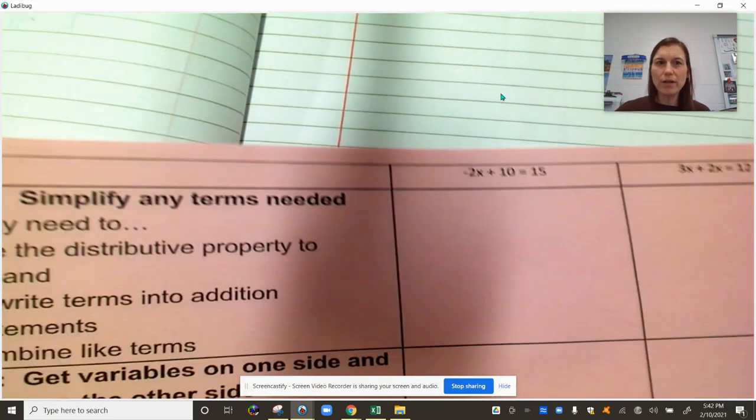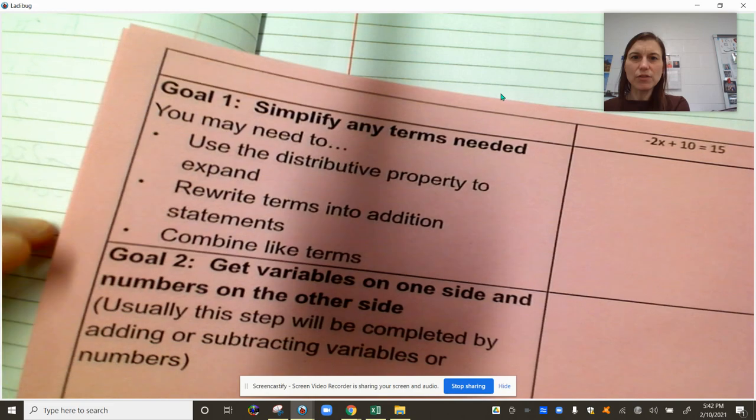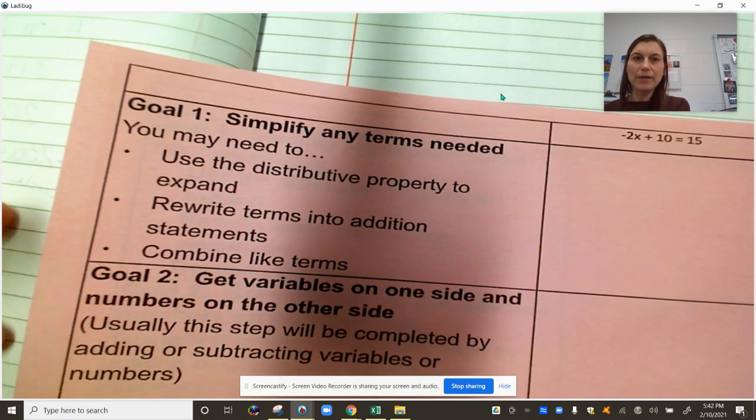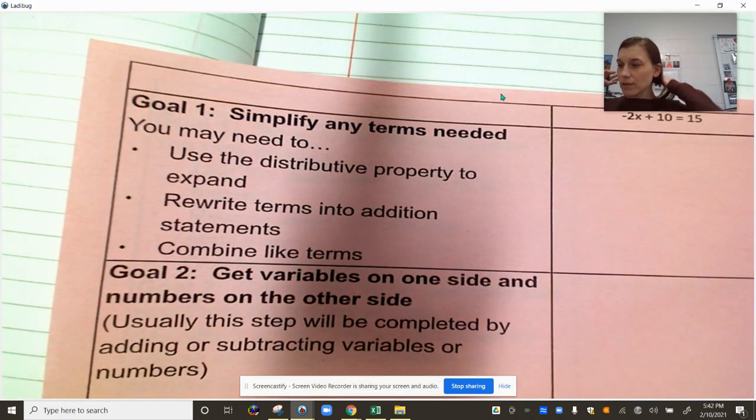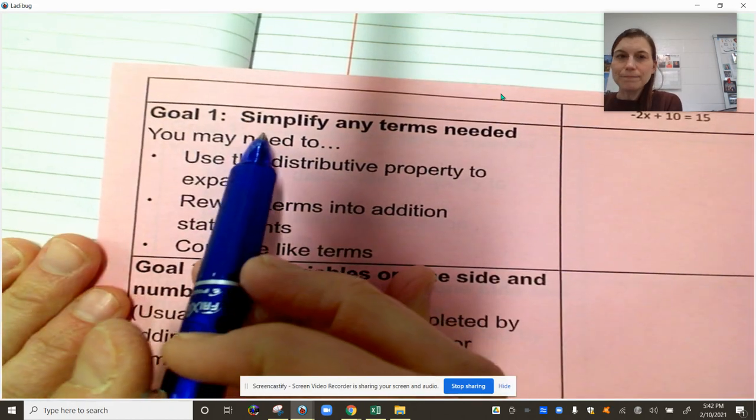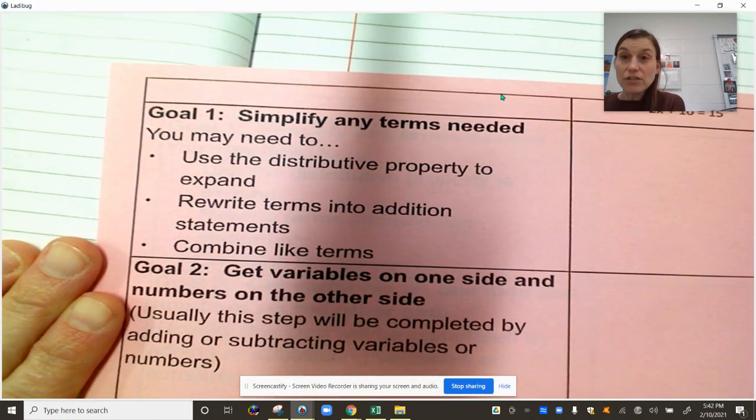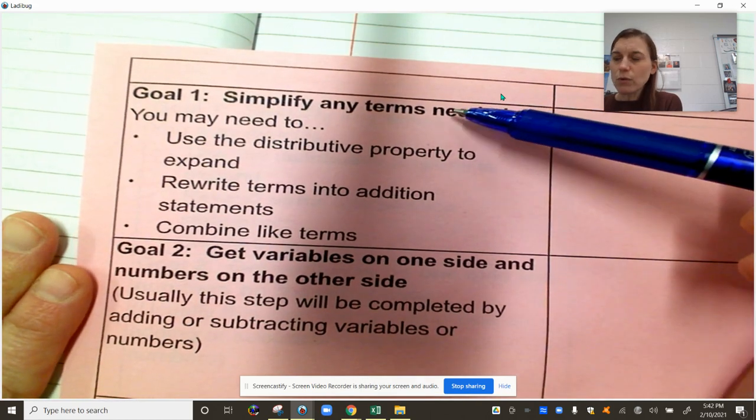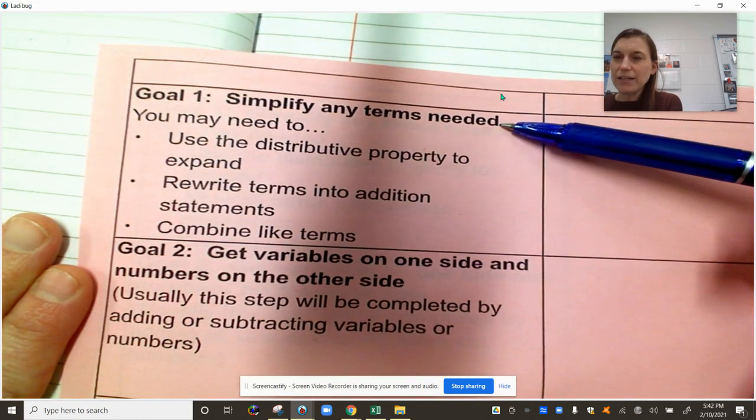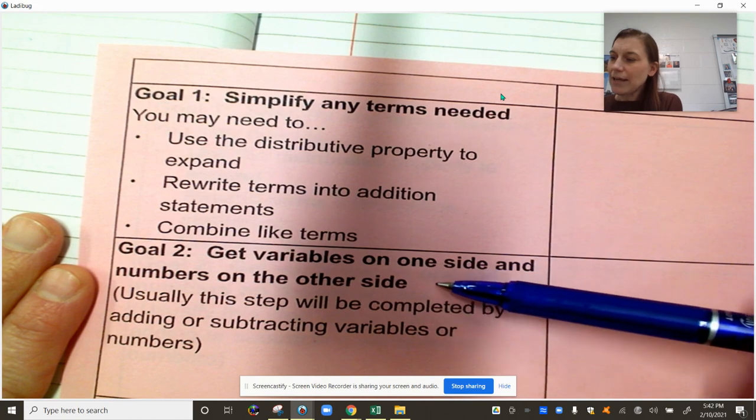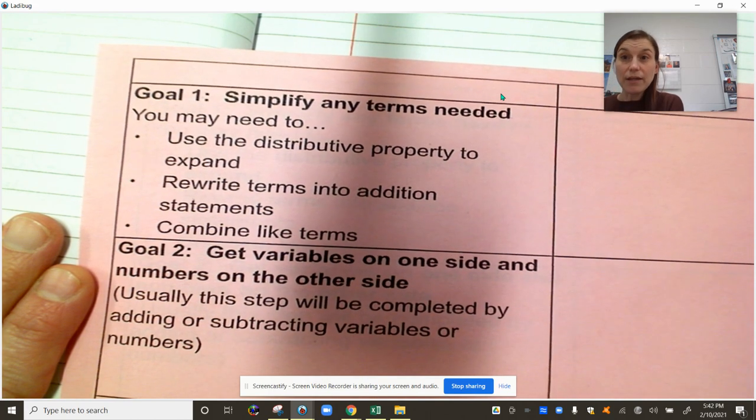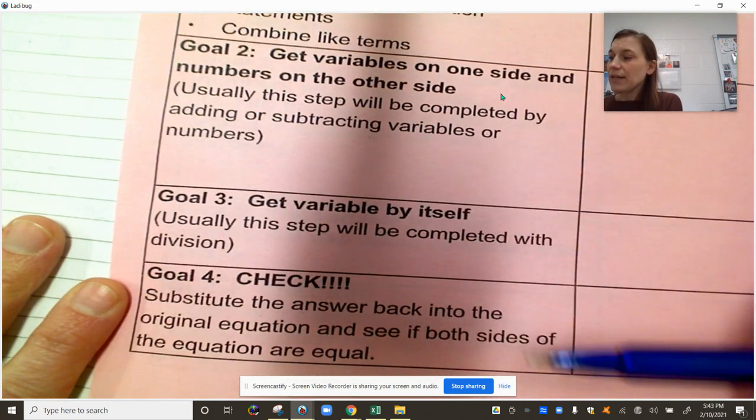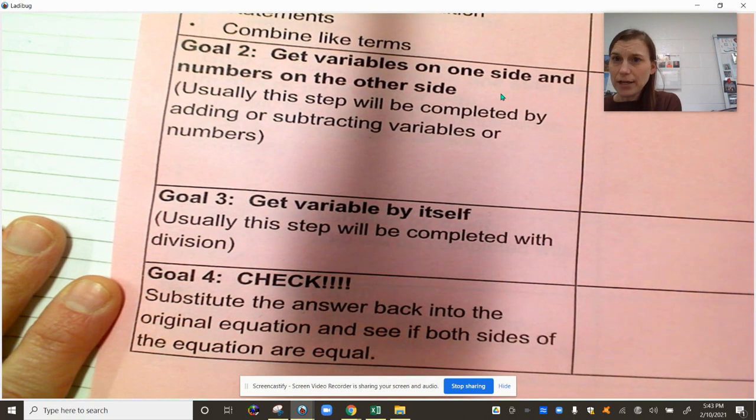Let's look at this graphic organizer that's going to go in our composition book, or might already be in your composition book. This graphic organizer is all about solving equations. It goes through some goals. Goal 1: simplify any terms needed, get variables on one side and numbers on the other, get the variable by itself, and then check.